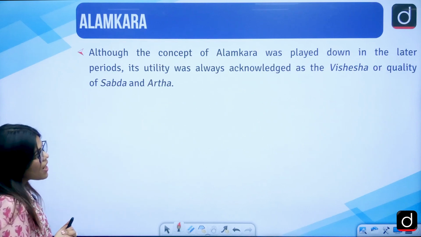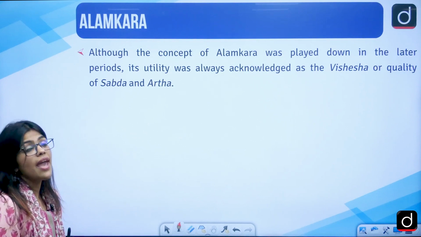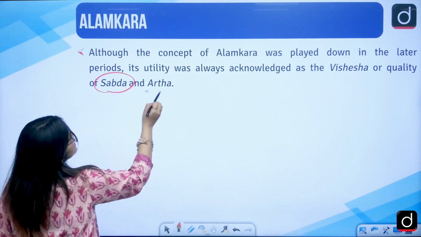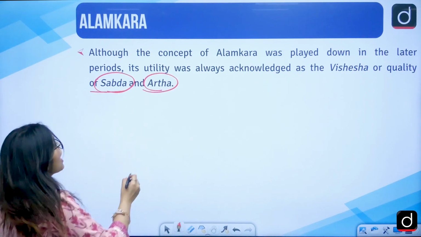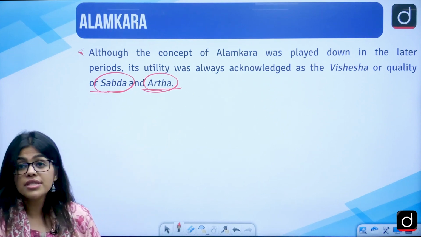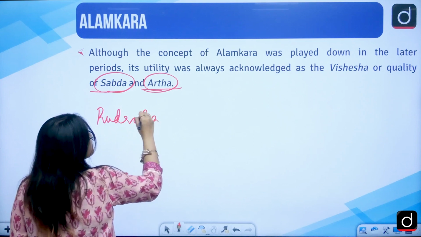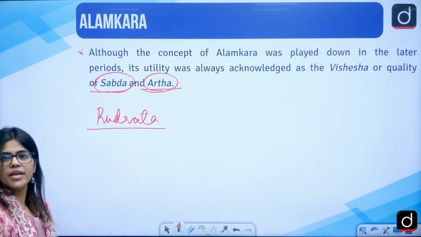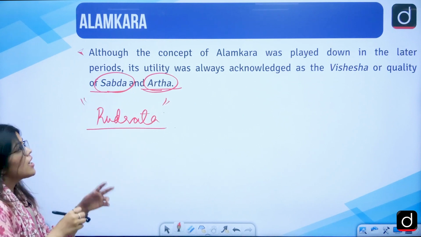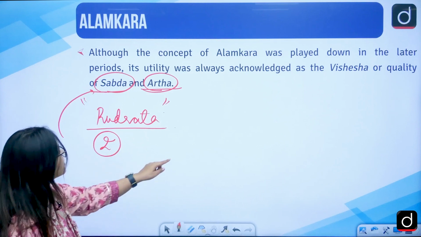Although the concept of Alamkara played down in the later period, we acknowledge that we are talking here about the quality of the Shabda and the Artha. These are the two categories. So we have Shabda Alamkara and we have Artha Alamkara, right? These two divisions were made by Rudrata. As I told you, there are many critics. First we have Bhamaha, who started talking about Alamkara, and then another critic, Rudrata, who divided Alamkara into two units: the first is Shabda Alamkara, and then we have Artha Alamkara.